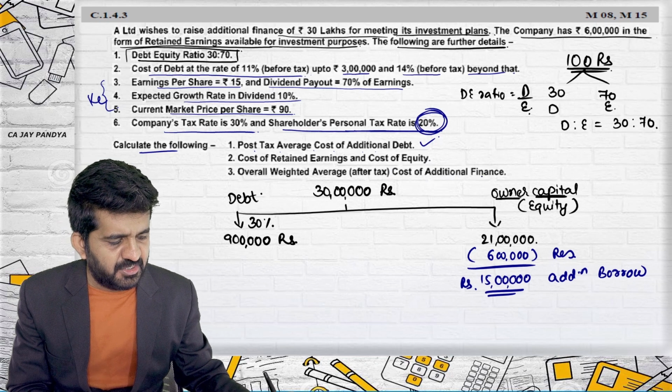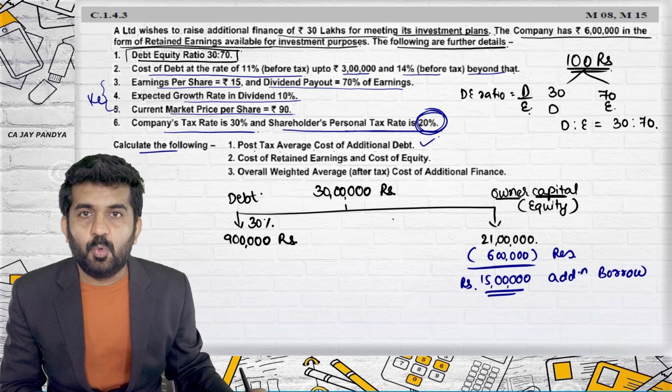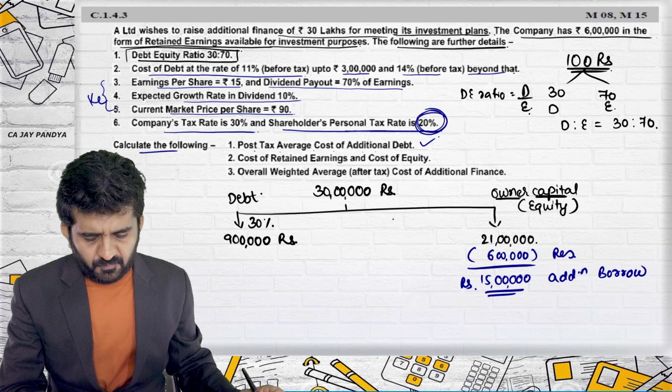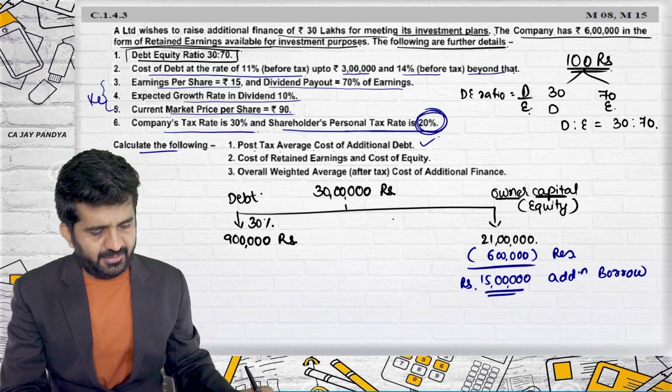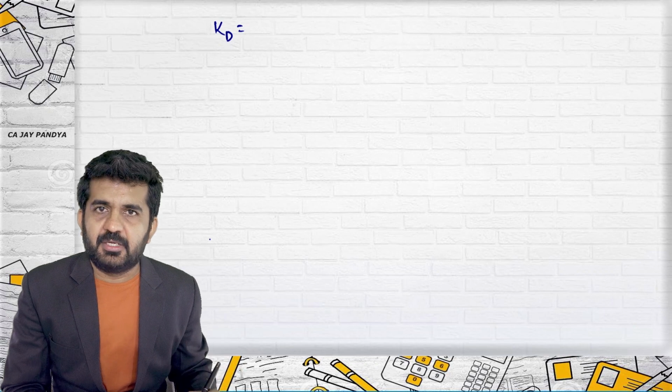Overall weighted average after tax cost of additional finance. So they are also asking us K. Is it all right? So let us solve this. First let us find out cost of debt. They are irredeemable. Is it all right? I'll require some information of interest first.